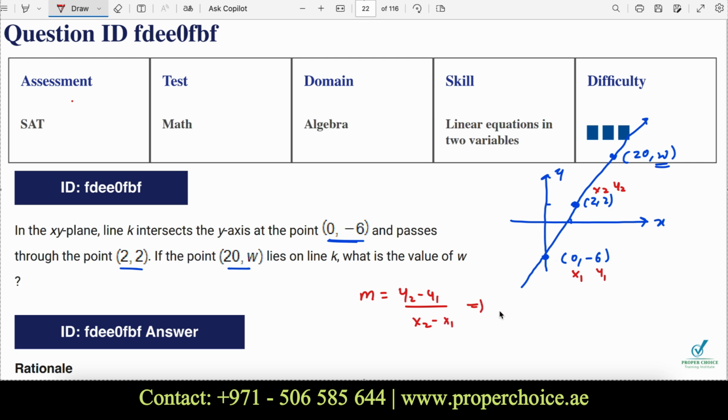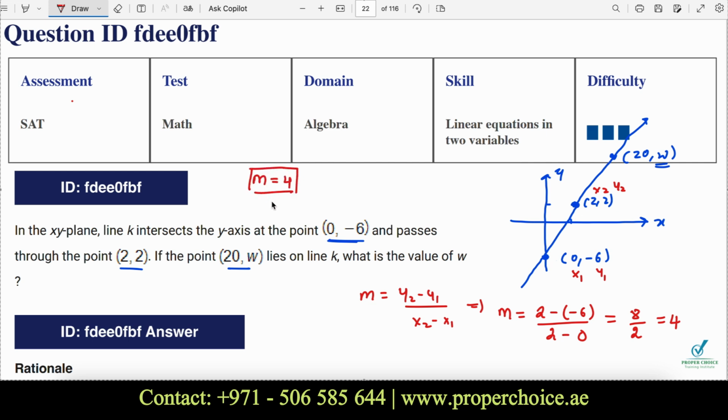Now substitute the values. Slope is y2, which is 2, minus y1, which is -6, divided by x2, which is 2, minus 0. So 2 minus of -6 becomes +6. 2 plus 6 is 8, divided by 2 minus 0, which is 2. So that gives me the value 4. So I got a slope of 4. Now we have m equals 4.